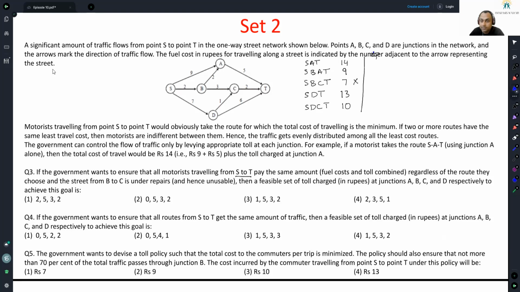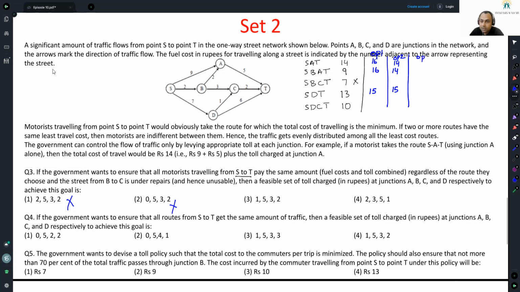Let me use a different pen. Option 1, 2532. So 2, this is also 16. Next is SBCT is not present. So SDT, 2 more, 15. Nope. This I have different rates coming. So this option is wrong. Gone. Option 2, I have 0. So this is 14. Cool. 5 also 14. Third is SDT. So 2 more, 15. Okay. This is also wrong. Doesn't work because SDT and SAT are not giving the same charges.